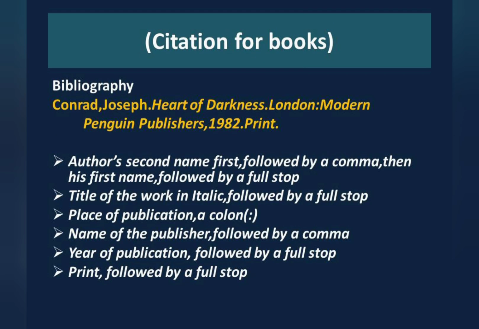When coming to the citation part, in the bibliography page, under bibliography, what you place first is the author's second name, put a comma, the first name of the author, then a full stop, then you can insert the title of the book in italics, then a full stop. After that you can mention the place of publication. You can put a colon after that, which is followed by the name of the publisher, a comma after that, then comes the year of publication, a full stop. Then you can mention the medium. If it is print, you can insert that and then a full stop.